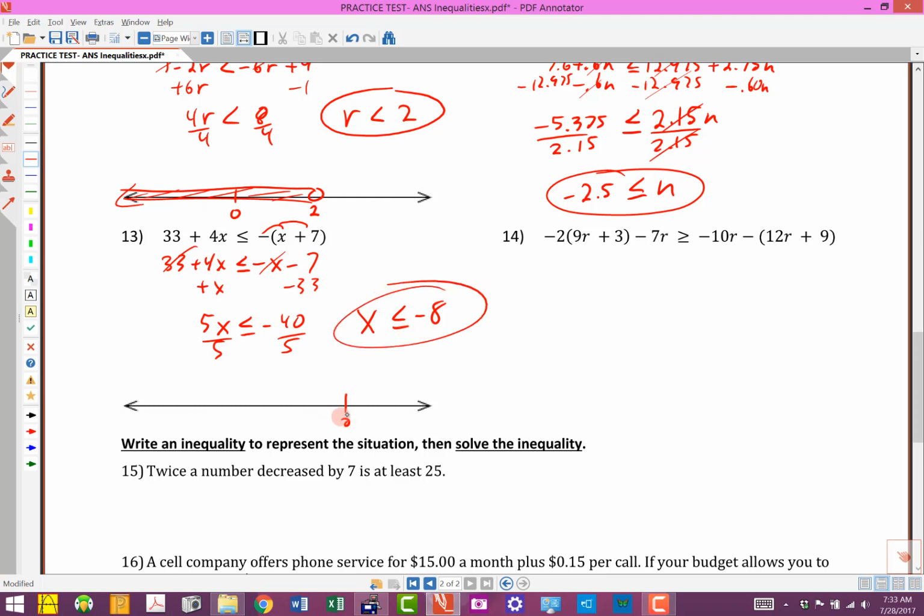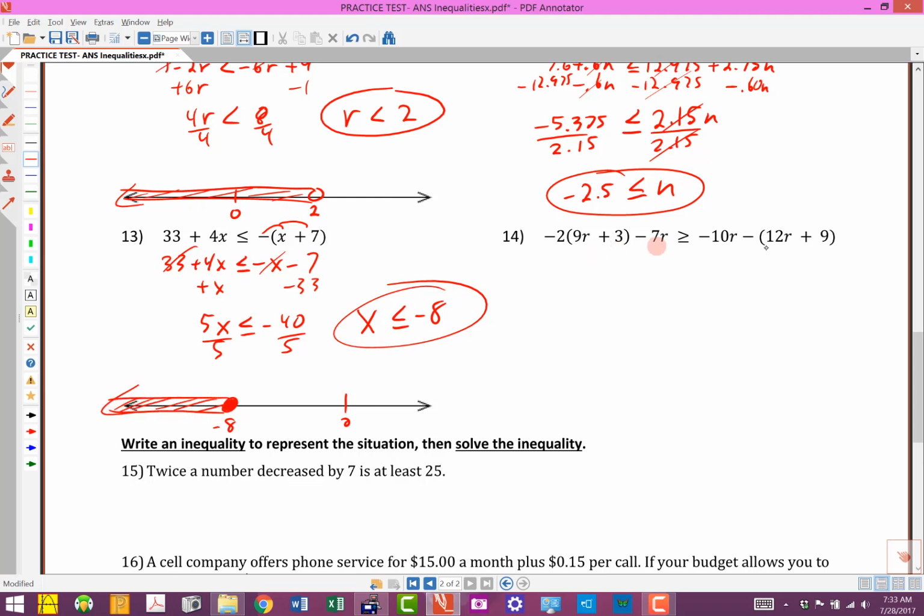So here's 0, here's negative 8. We are going to fill it in, and then x is less than or equal to negative 8. So the answers are less than negative 8, so we're going to go in this direction right there.